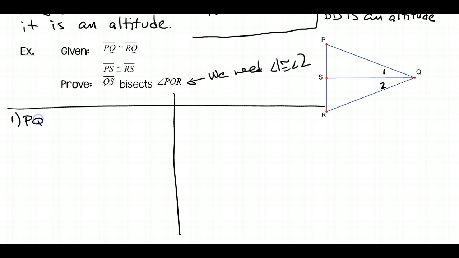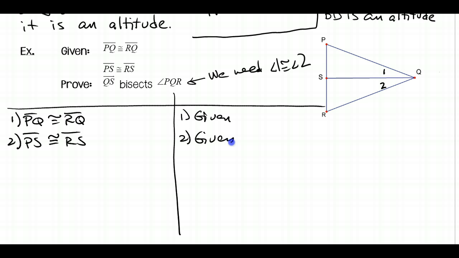So I've got that PQ is congruent to RQ, and I've got that PS is congruent to RS, and these are both given. And I'm going to go ahead and mark these on my diagram. So PQ, RQ, and then PS and RS. So I can see on my diagram I have two pairs of sides congruent, so I either need a pair of angles or a pair of sides. I'm going to use this reflexive side going right down the middle because that's part of both triangles.